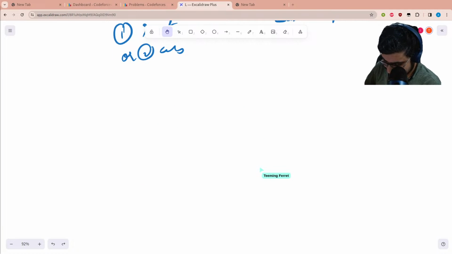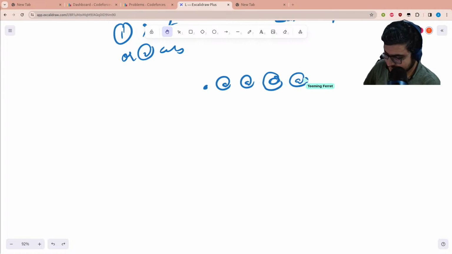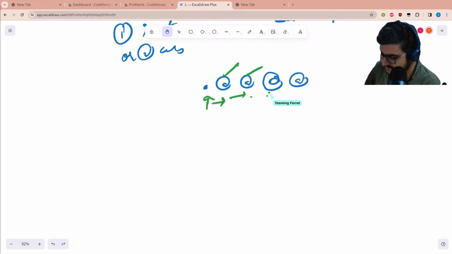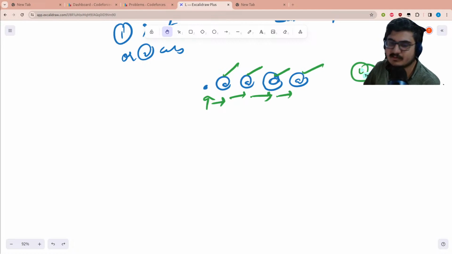And in the next example, this is our starting cell, then we can move to the next cell, pick this coin, then move to the next cell, pick this coin, then move to the next cell, pick this coin, then move to the next cell, pick this coin. So the answer would be 4 overall. And now let's look at the next example again.